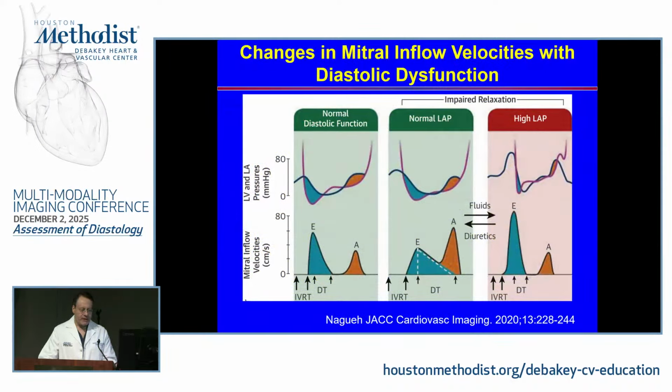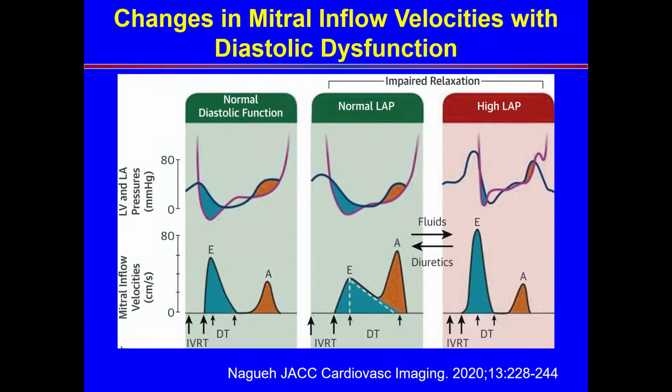It's probably common knowledge now that early filling is characterized by that E velocity and late filling by the A velocity, reflecting the early and late transmitral pressure gradients. Notice that there is a middle phase here where the ventricular pressure is very close or may even slightly exceed the atrial pressure, and you do not see flow in mid-diastole.